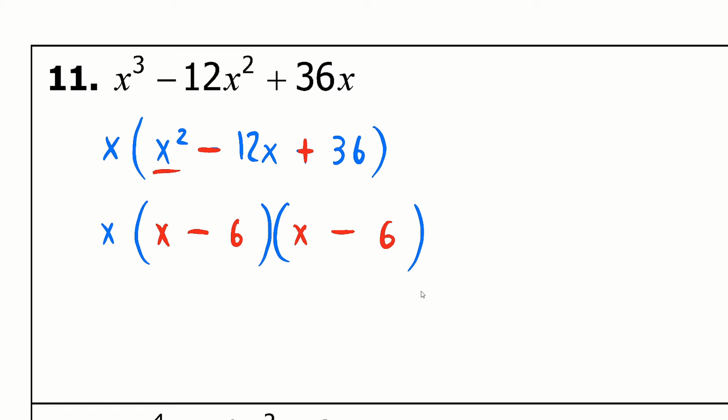So my factors are x times x minus 6 times x minus 6, or I wouldn't have minded if you'd written x times x minus 6 squared. That would have worked as well. You don't have to worry about that if you don't want, but you could have done that.